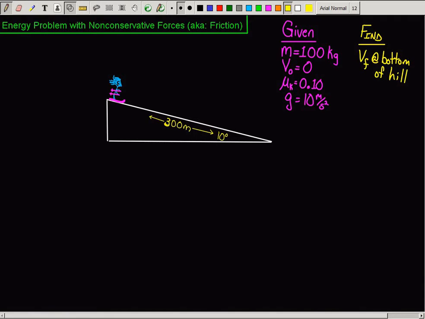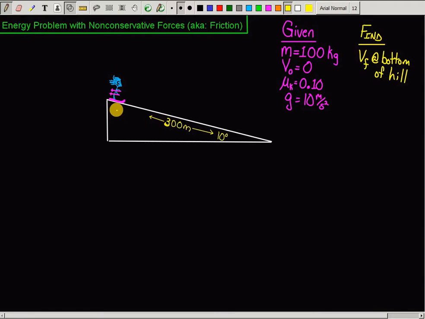All right, so up to this point in class, we've done conservation of energy problems without any friction involved. So this time, let's do an energy problem with a non-conservative force, and by that I mean that friction is present. So let's say here's the problem.